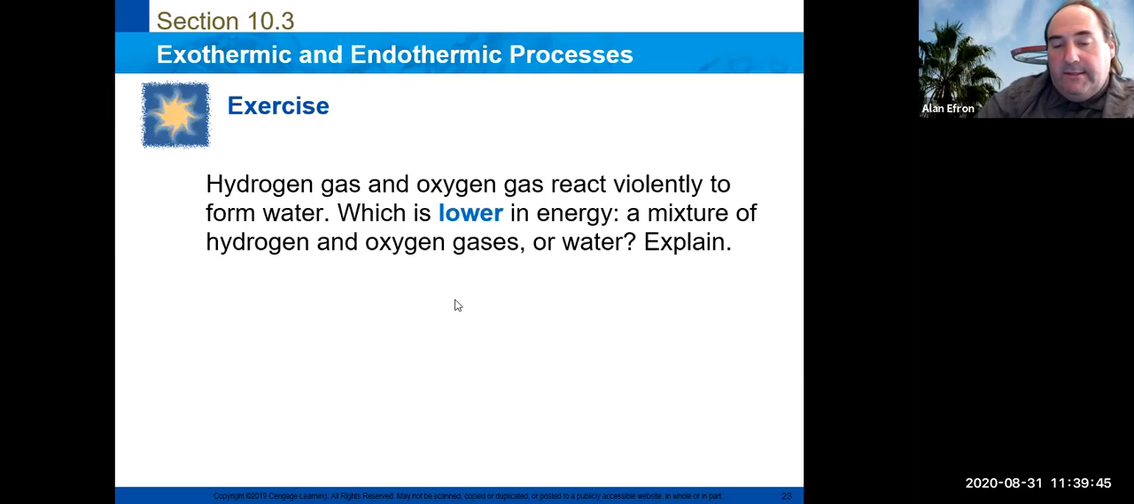Okay. So hydrogen gas and oxygen gas react violently to form water, which is lower in energy. Which is the lower in energy: a mixture of hydrogen and oxygen gas, or water? Explain.